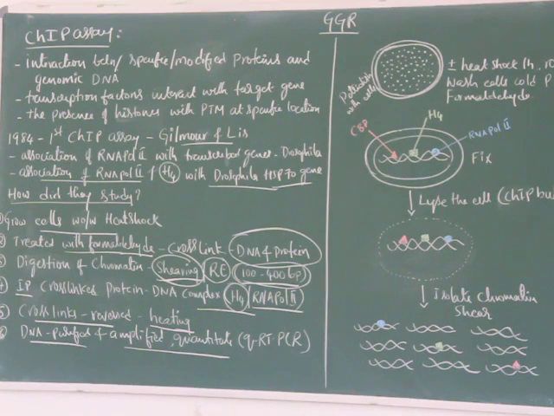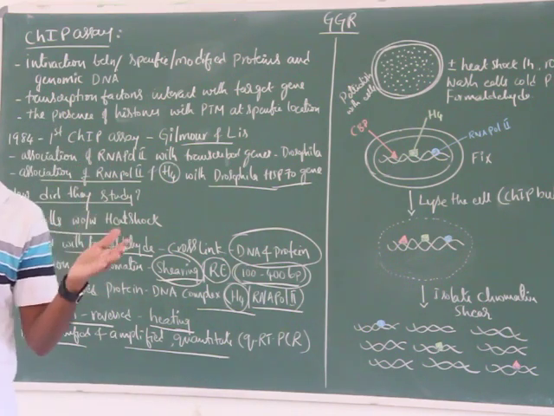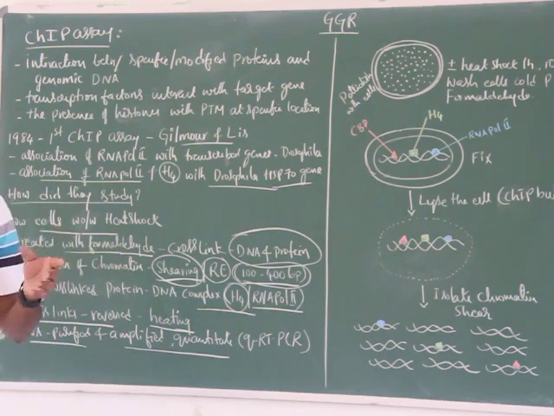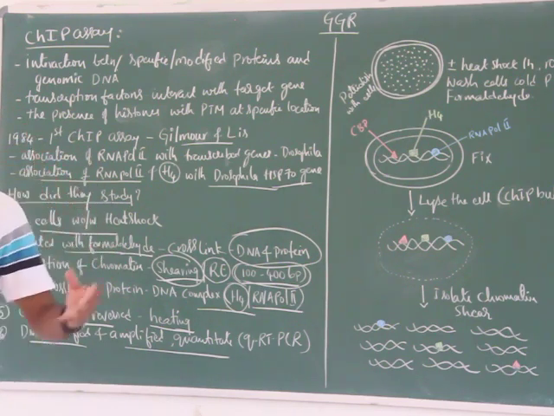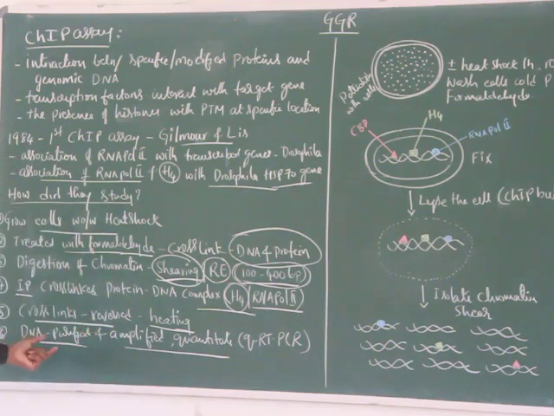Because we know the genome sequence of Drosophila and other animals, or flies, based on that we can design a forward and reverse primer, and then we can amplify the purified DNA from the chromatin immunoprecipitation assay.